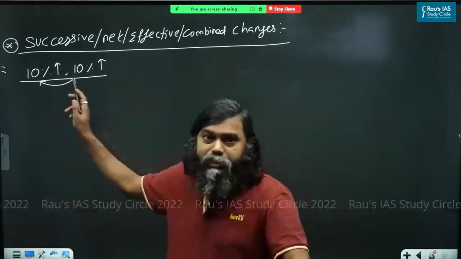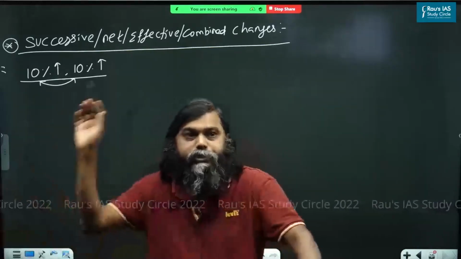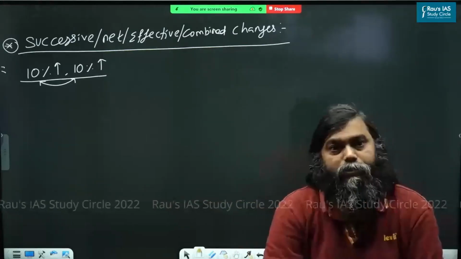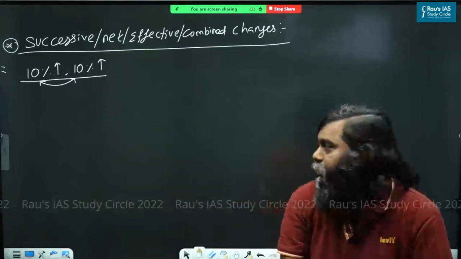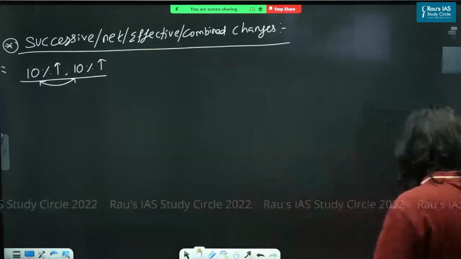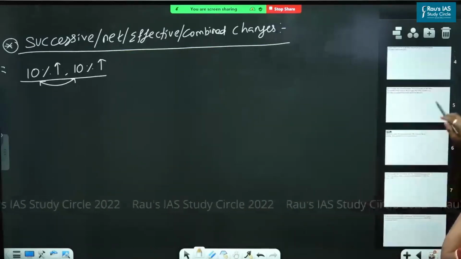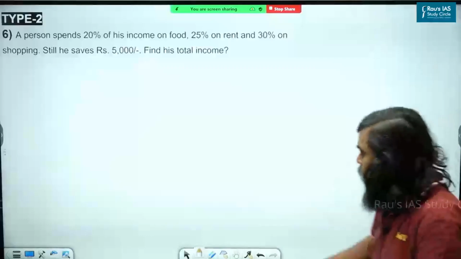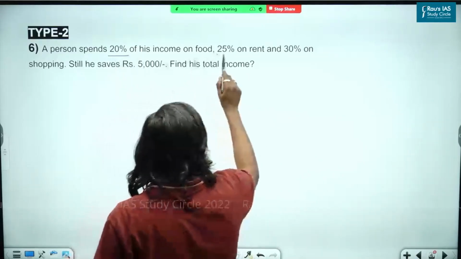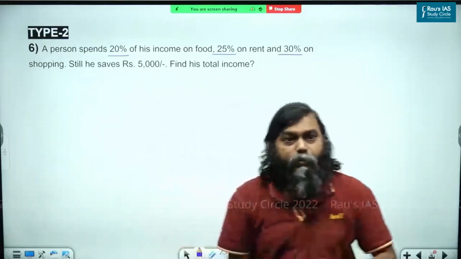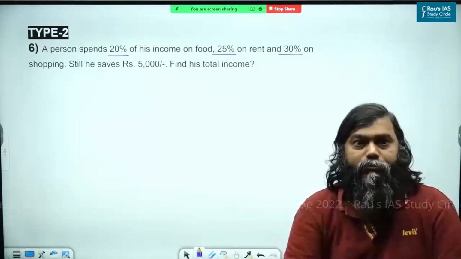If all the percentages are calculated based upon the same total, then that question is not suitable for successive changes. All are understood? So once again, listen, boss. How many percentages are there? 3, more than 1. That means we can check whether we can solve this question by successive changes or not.